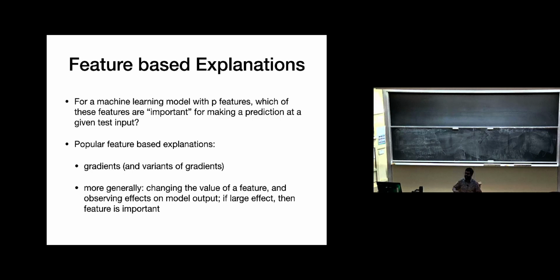And then I would be able to sort all the feature importances and say, okay, these are the most important features. Okay? And gradients, of course, give you that, as well as variance of gradients that people use. And there are smoother variants of gradients as well.